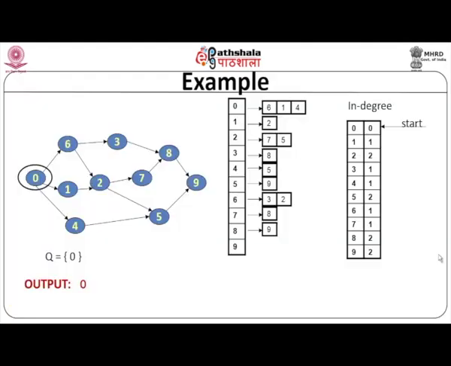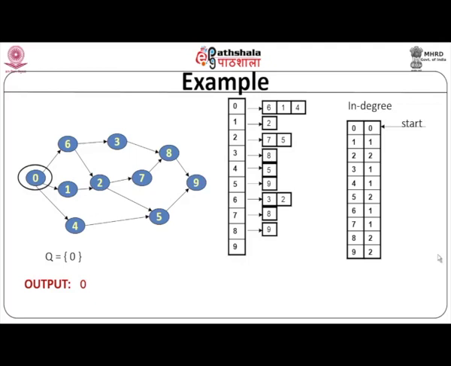So, here you have a graph, and there is only one node which has 0 in degree, and that is 0. So, there is only one starting node. It is not necessary, but here we have only one starting node. So, you start the queue with 0. The in degree of 0 is 0, and that is what you start with.